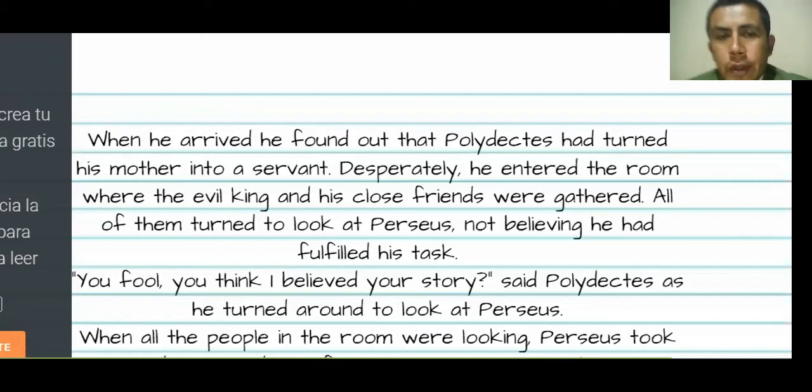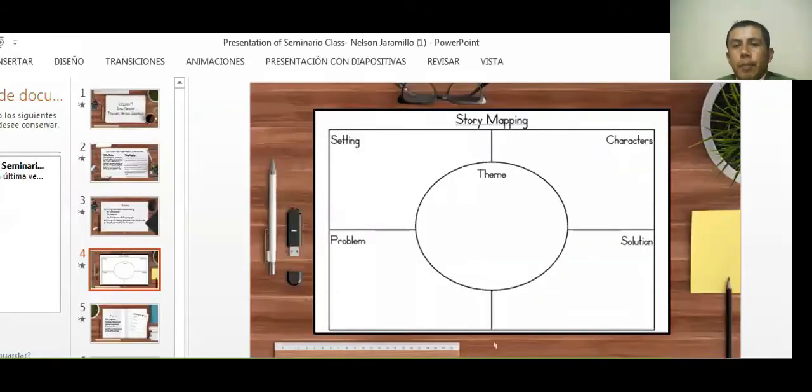Good job. In this part, we have the solution of this story, in which we reveal how the problem was solved. In this case, Perseus beheaded Medusa. He showed Medusa's head, demonstrating his courage, and finally he saved his mother.